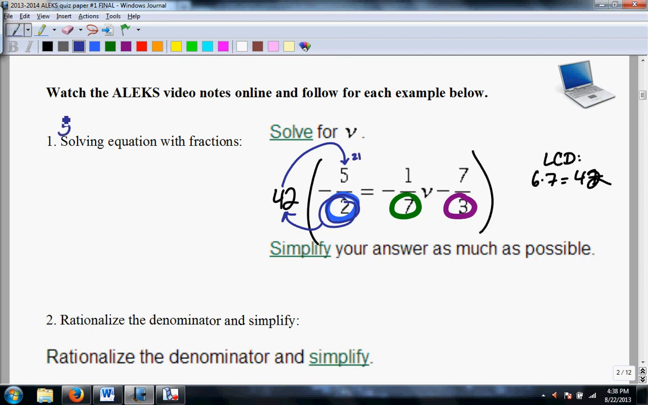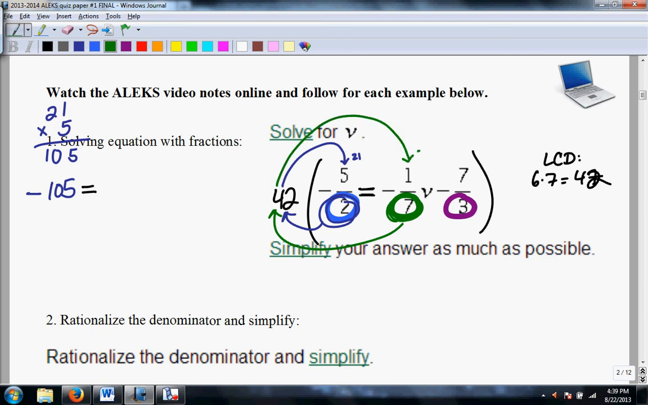Now I'm going to go 5 times 21. 5 times 1 is 5. 5 times 2 is 10. So 5 times 21 is 105. I have a negative sign there, so I have negative 105. Then I have my equal sign. Bring that down. Next one, 7. Circle it, arrow to 42. 7 goes into 42 6 times. We bring it around, put a little baby 6 there. It's going to be 1 times 6, and you have a negative, so I have negative 6v.